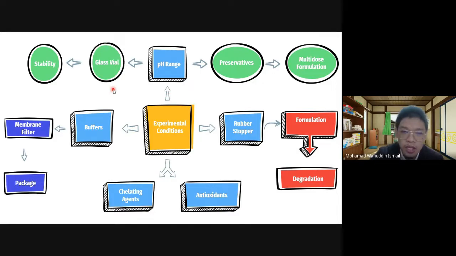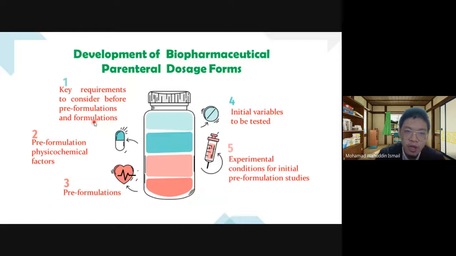Okay, the background within the experimental condition of the pre-formulation study: the pH, the glass vial, the type of preservative, rubber stopper, antioxidant, buffers, membrane filters, and package. So these are the steps in development of a biopharmaceutical parenteral dosage form. First, we must look at the key requirement of pre-formulation and formulation before we even start the formulation itself. Then the pre-formulation physical chemical properties, we must look at each type of properties.